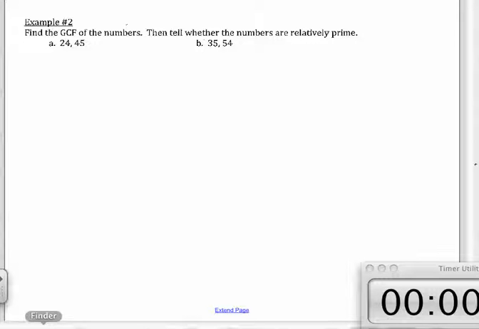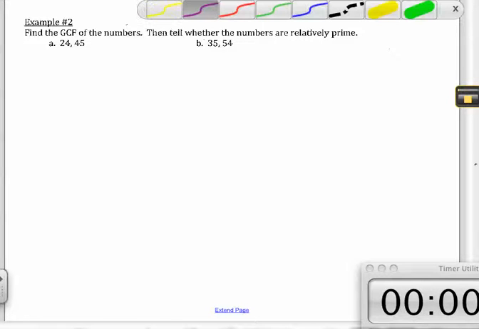Hey guys, example number 2 here. All right, let's see. I'm going to use yellow on this one. It says find the greatest common factors of the number. Easy. Easy. Let's do 24 first.